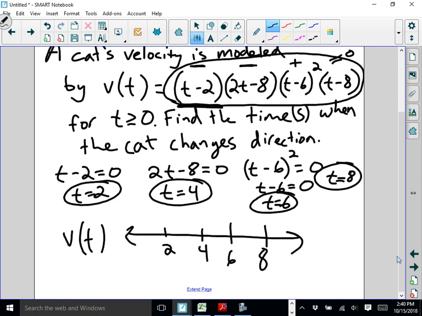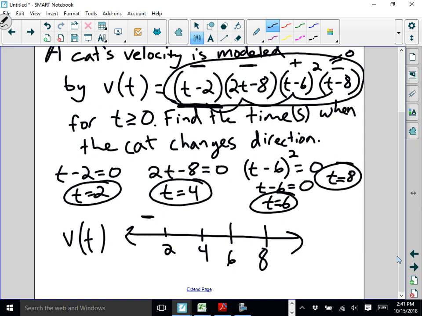Now I'm going to see what happens when I do negative times positive times negative. Well, a negative times a negative is a positive. A positive times a positive is a positive. A positive times a negative is a negative. And I get overall a negative velocity there. The other way you can do this is just count the number of negative signs. If the number of negative signs is an even number, it's going to be positive.